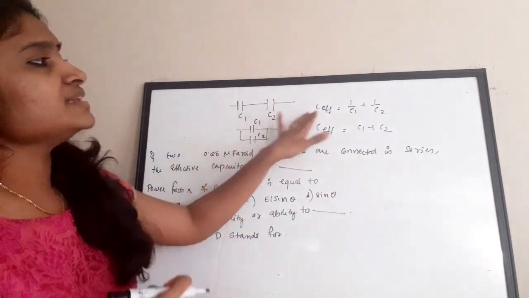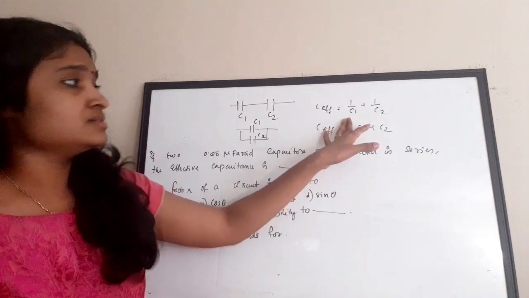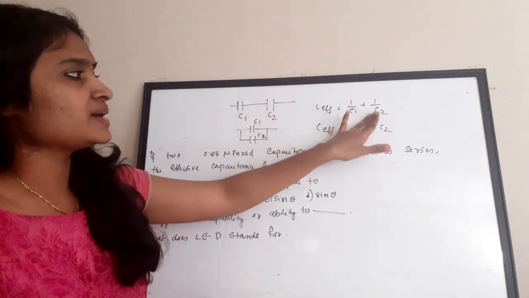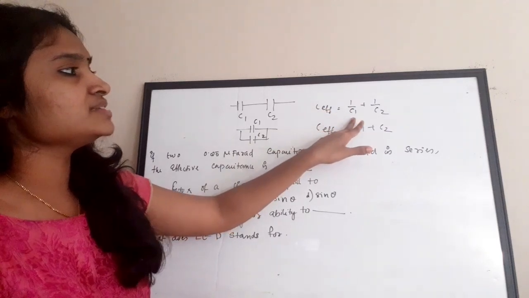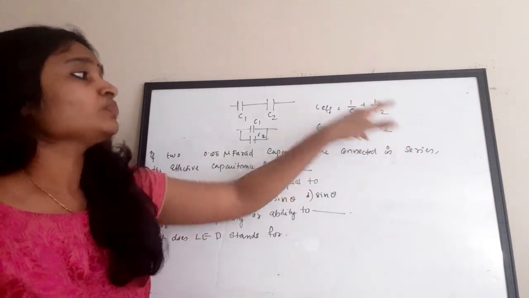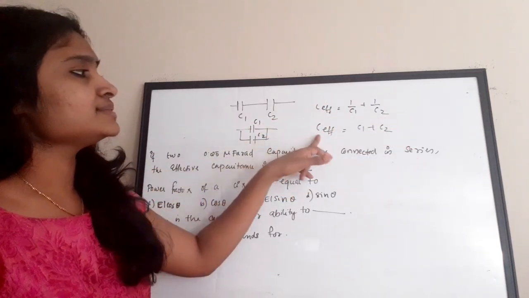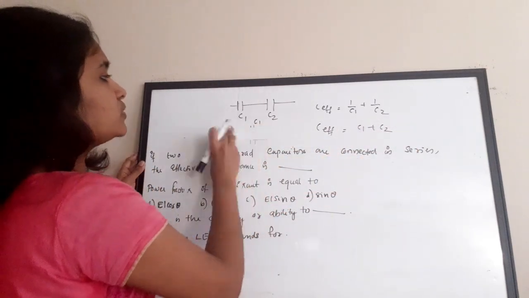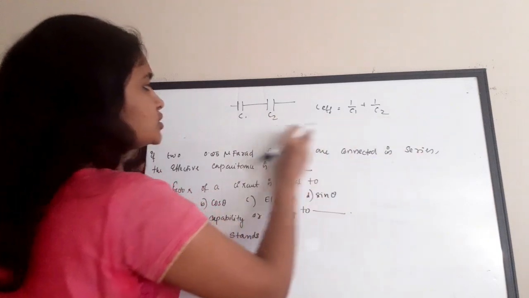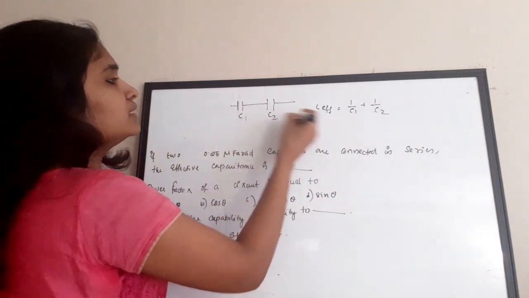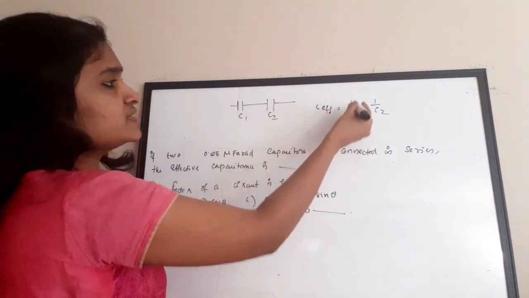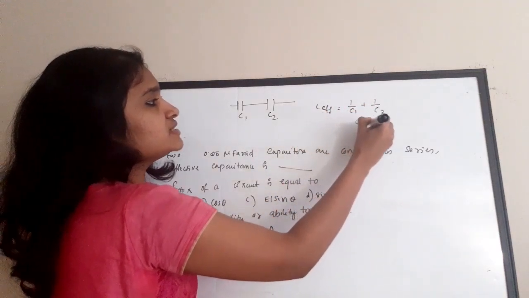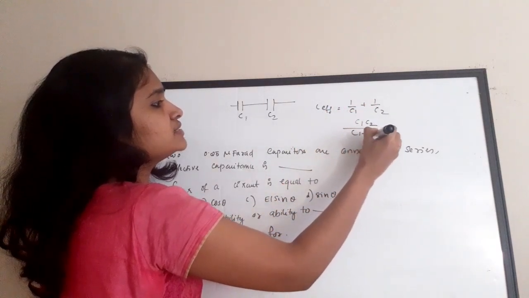Okay, so for series connection in case of capacitance, unlike resistors, the relation for effective capacitance is 1 by C effective equals 1 by C1 plus 1 by C2. For the parallel case, C effective is equal to C1 plus C2. So here we are talking about nothing but series connection. So C effective is equal to C1 C2 by C1 plus C2, right?